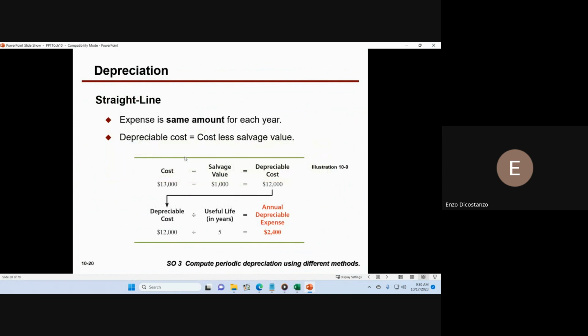For the straight line, and again, this is all worked out in Excel, so don't worry if I just sort of go through this. I'm just explaining what the topics are. For the actual computations, you need a spreadsheet. You can't do this without a spreadsheet. So you have a cost minus the salvage value. What is the depreciable cost? Divide by 5 years, and then you have the depreciation expense. So cost less salvage value is what we're looking at here.